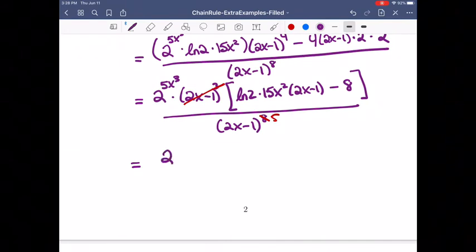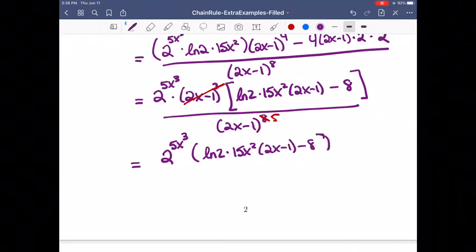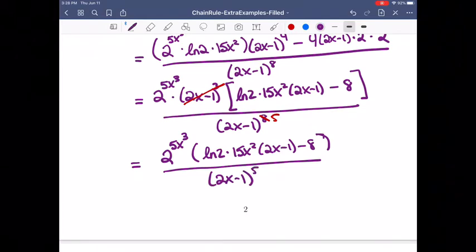So this is going to be 2 to the 5x cubed times the bracket of ln 2 times 15x squared times (2x minus 1) minus 8, all over (2x minus 1) to the power 5.